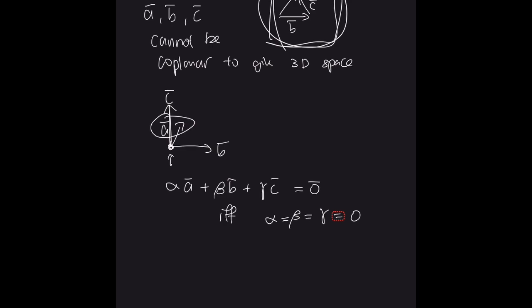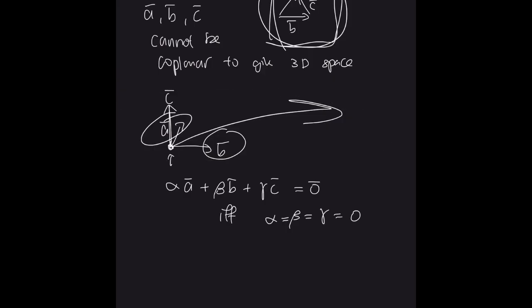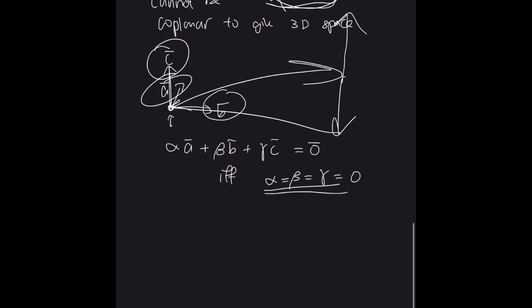Because A is doing its work, B is doing its work. It's allowing you to move anywhere on this 2D plane. But because C has done its work, you are already, so to say, above or below that plane. And to get back to this point, it is impossible without alpha, beta, and gamma all being 0. So this is also what we call linear independence.